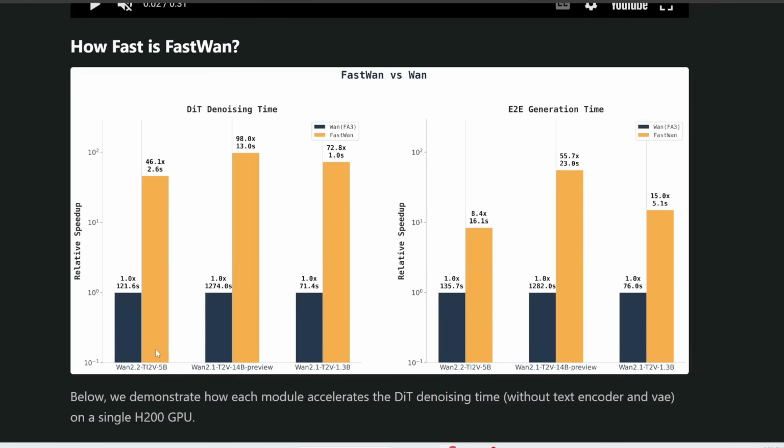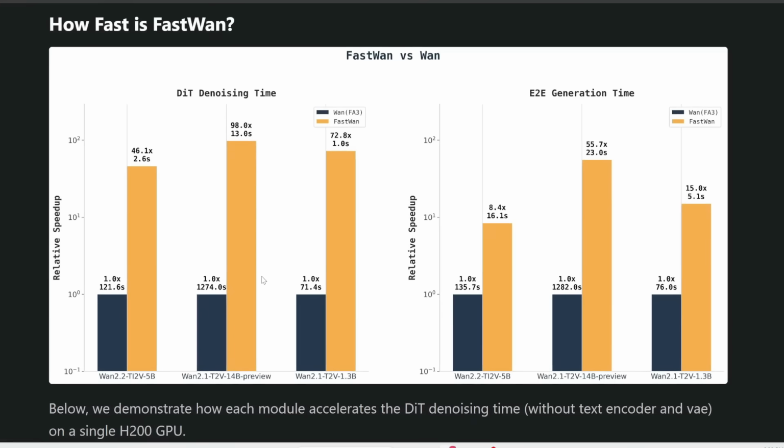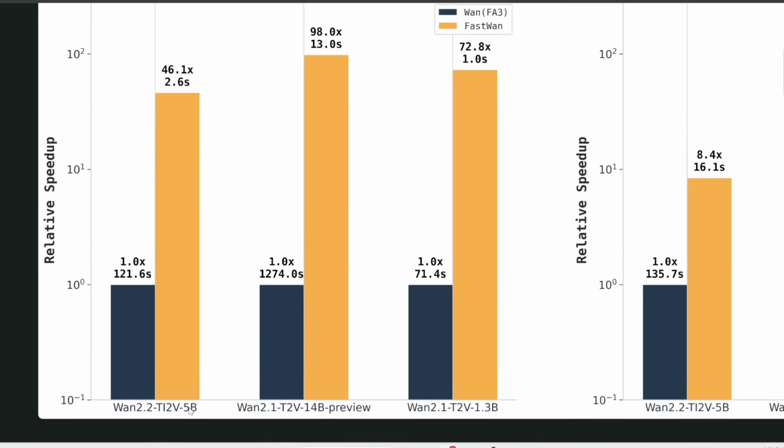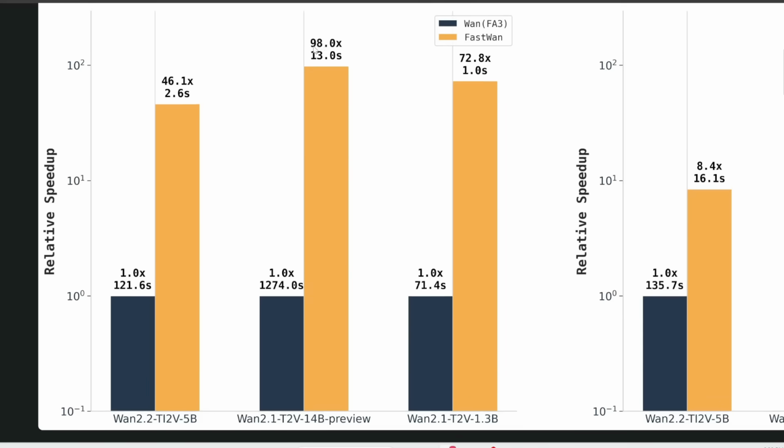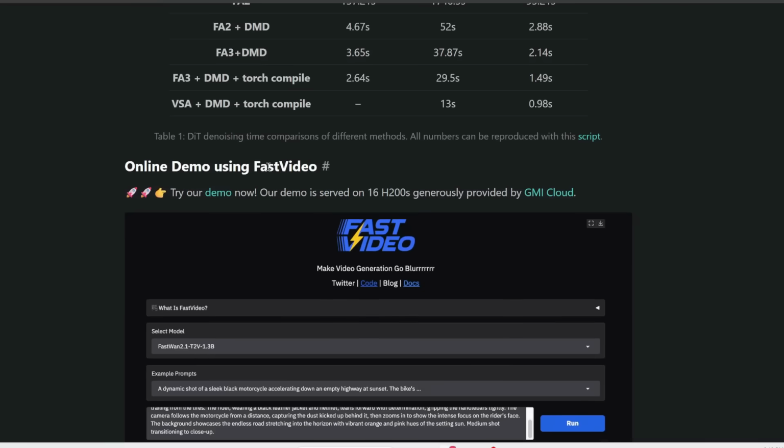And then here's a comparison between the speed of FastWan versus WAN 2.1 and 2.2. So the regular WAN versions are in the dark blue bars, whereas FastWan is in yellow. And as you can see, for all these different variants, the speed up is huge. So for this WAN 2.2 5 billion parameter model, FastWan is 46 times faster. And then for WAN 14B, FastWan is 98 times faster. That's pretty insane. Now, the nice thing is they've actually released a free demo for you to try this out.